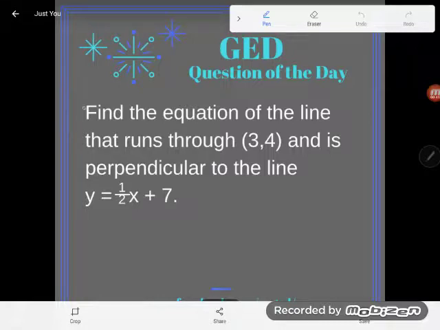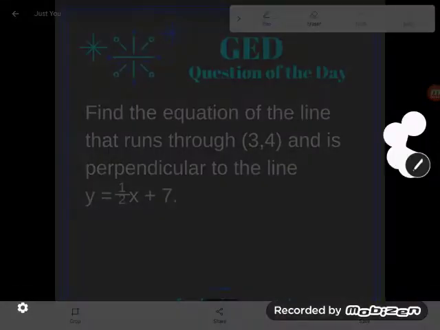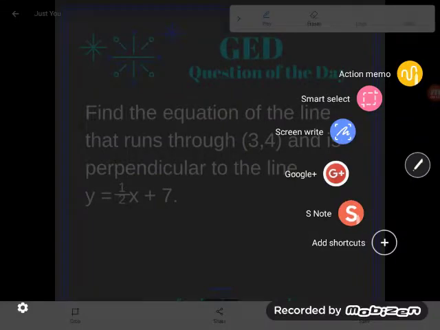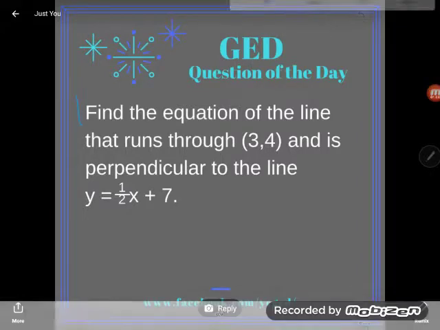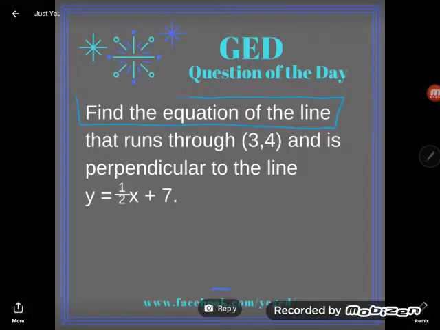It says, find the equation of the line that runs through (3, 4) and is perpendicular to this line, y equals 1/2 x plus 7. Okay, let's break down what this question is looking for. First of all, what kind of an answer do they want? They told me to find something. What did they tell me to find? They told me to find the equation of a line.